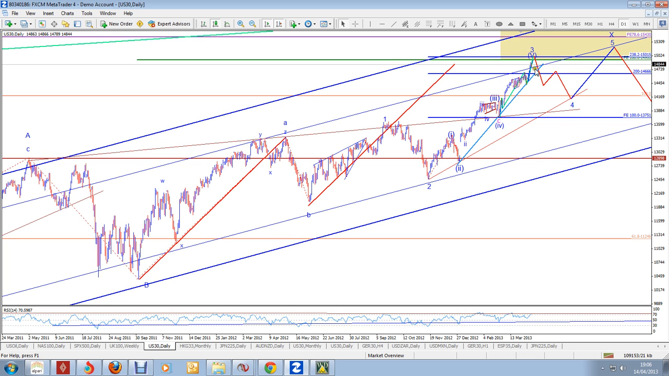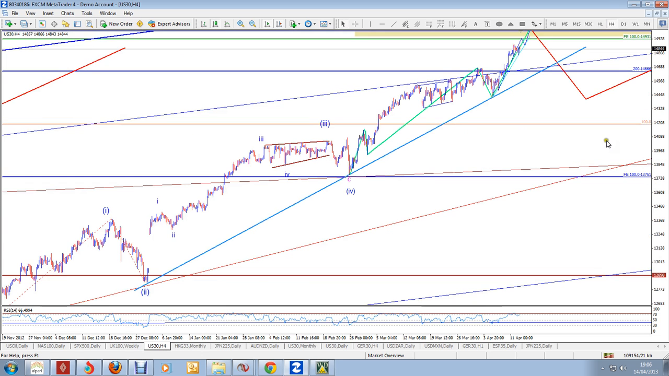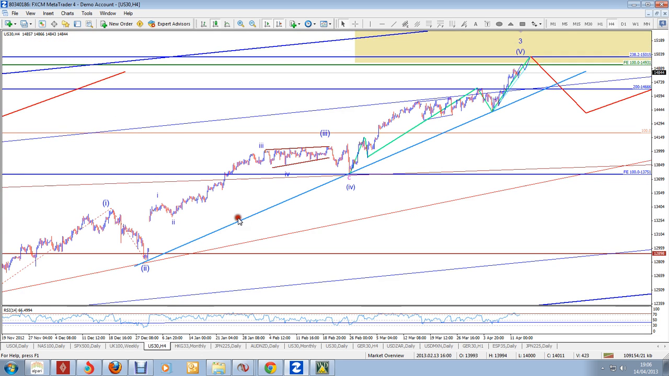So if we look at this section here on a 4-hour chart, you can see we've had this -1, -2, -3, -4, -5. So that finished this wave 3 in brackets, wave 4 in brackets, and we're now developing this wave 5 in brackets. So within that wave 5 in brackets we've got very small -1, -2, -3, -4 and -5, and in the -5 we've still got a little bit to go.